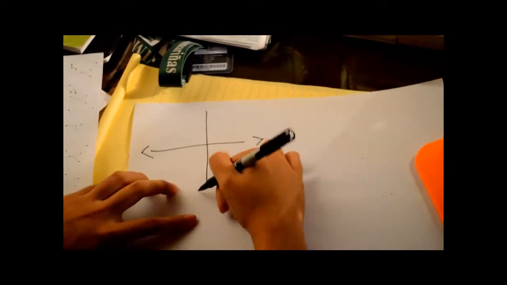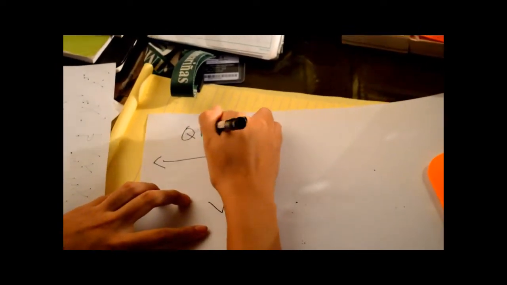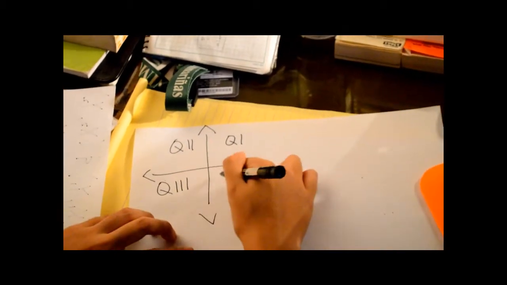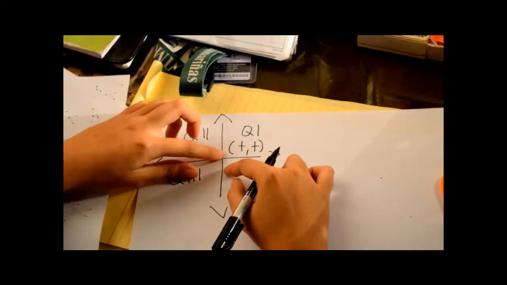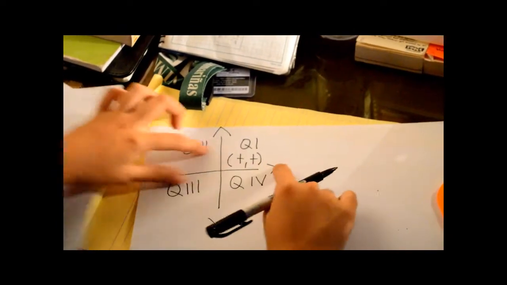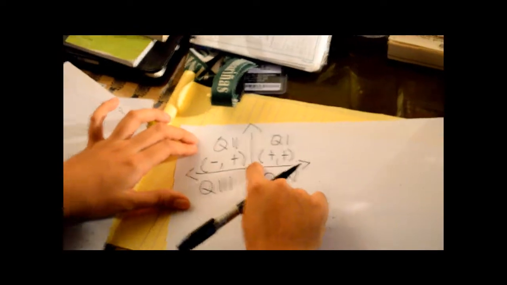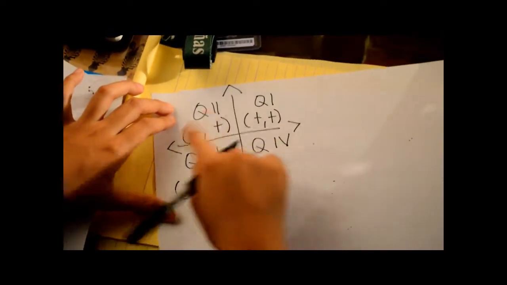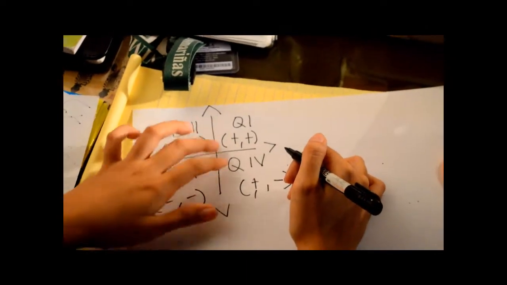And we have 4 quadrants in a plane, which are quadrant 1, quadrant 2, quadrant 3, and quadrant 4. In quadrant 1, we have positive, positive, because the y-axis is positive and this side is also positive. And in quadrant 2, negative, positive, because this is positive and this is negative; in quadrant 3, negative, negative, both negative; and in quadrant 4, positive, negative.